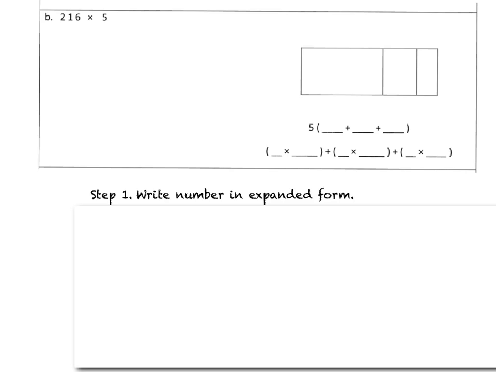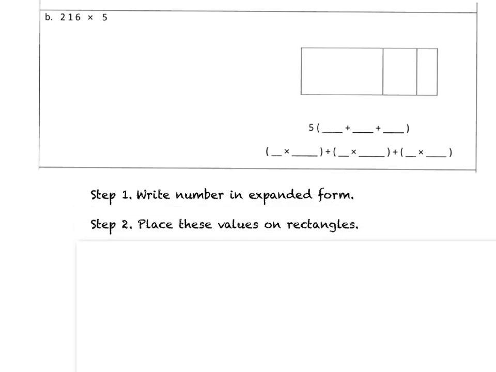Okay, now our next step is for you to take those numbers that you wrote in expanded form and place those on the rectangles that you see up here. So here's a rectangle, here's a rectangle, and here's a rectangle. So I want you to place them on rectangle 1, 2, and 3, where you think they match. Press pause at this time and do that. Now, did you get 200 plus 10 plus 6 like I did? If you did, good job.